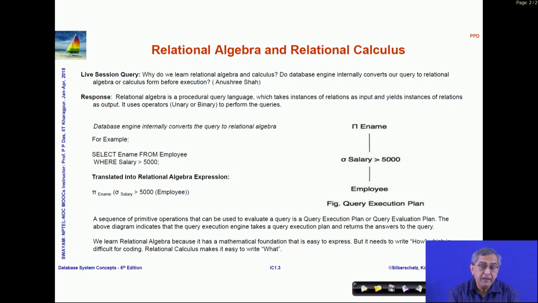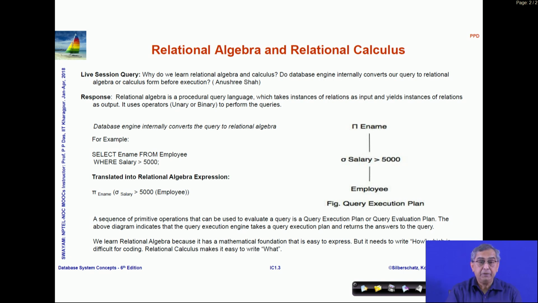Now, the system needs a procedure, a sequence of steps to compute. So, this is translated by the query compiler into an equivalent relational algebra expression. Here, as you can see, the where will get converted into salary greater than 5,000, and the whole thing will apply on the relation employee. The employee table may have multiple different attributes, so I will do a projection to get the ename. On the right we have shown a schematic diagram for how this is represented.